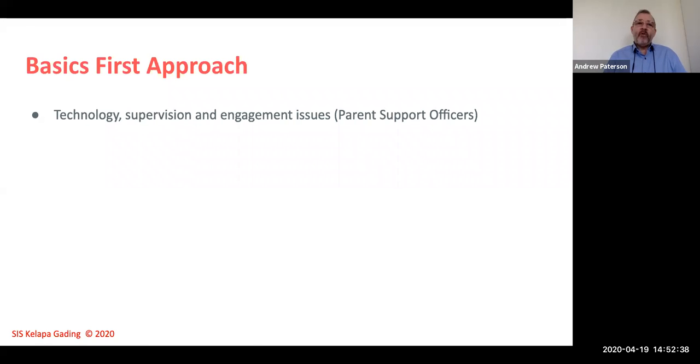So that's why we've used all our non-core teachers to become parent support officers, to call parents proactively, to keep in touch with them, to make sure we can troubleshoot any technology issues, supervision issues, students that are not being engaged for some reason, to follow up and try to get each family fully involved and active in distance learning. That's been a big part of our focus for these first few weeks.